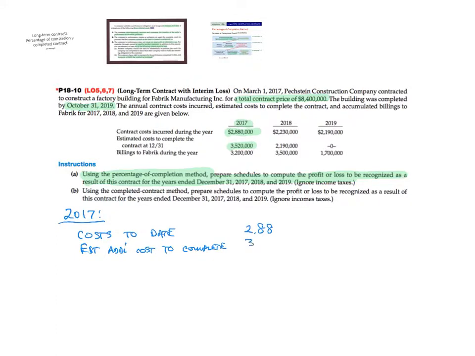$3.52 million. These are all in millions, but we don't need all those zeros because we're just going to do a fraction. I'll add this up. 914, $6.4 million. Total estimated cost at 12/31/17.